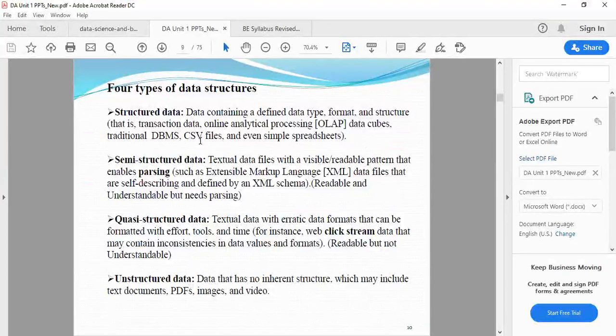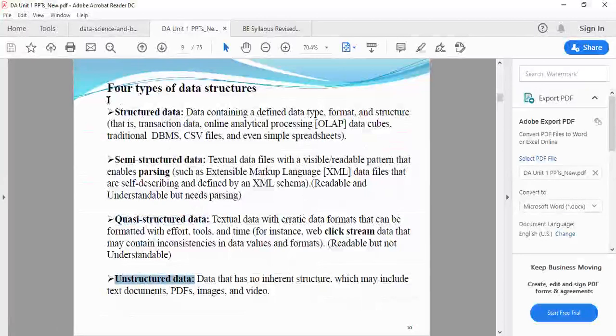First type is structured data. Second one is semi-structured data. Third one is loosely structured data. Fourth one is unstructured data. Structured, we will see one by one in detail.